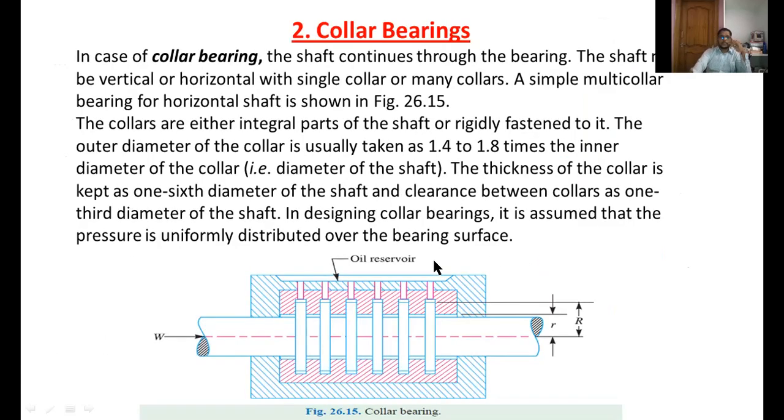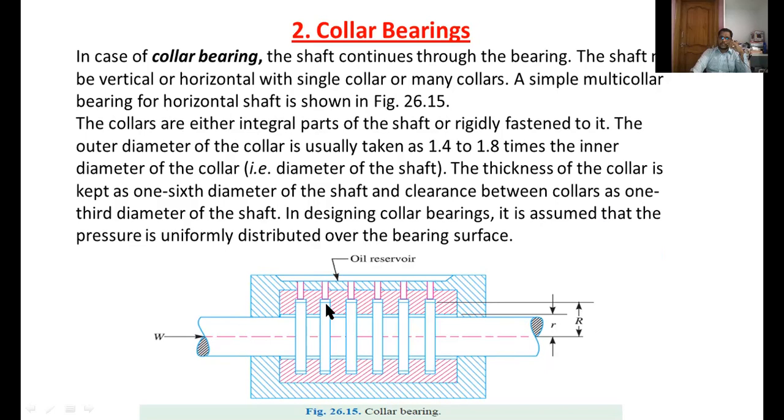Now coming to the collar bearings. This is an example of a collar bearing. In the case of collar bearings the shaft continues. This is the shaft and this is the axis of the shaft. Here the load is acting along the axis of the shaft. Small r is the radius of the shaft, and capital R is the radius of the collar. These vertical rectangles are called collars.